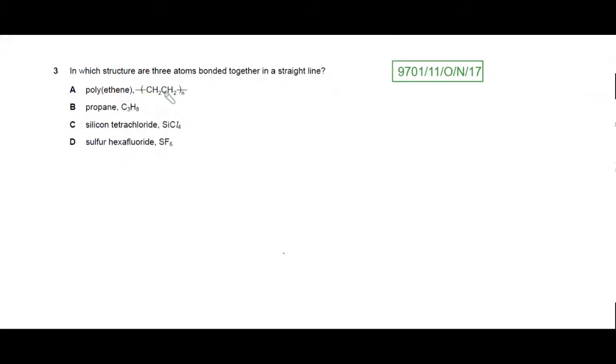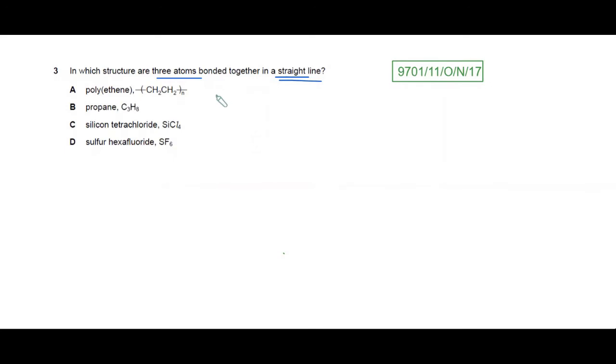Hi, in this video we shall be discussing the third question from the CIE paper, and its question paper code is this. So now let's read the question. In which structure are three atoms bonded together in a straight line? I'll repeat, there has to be three atoms which are bonded in a straight line. The options are polyethylene, propane, silicon tetrachloride, sulfur hexafluoride.